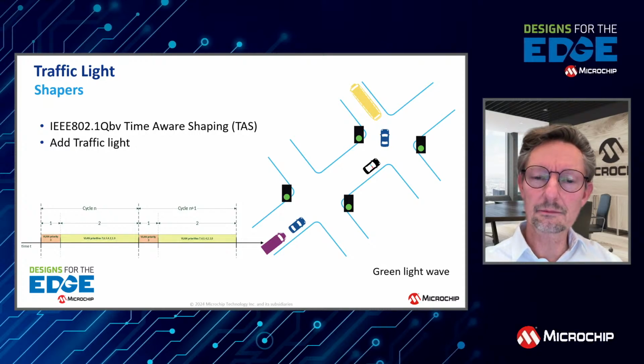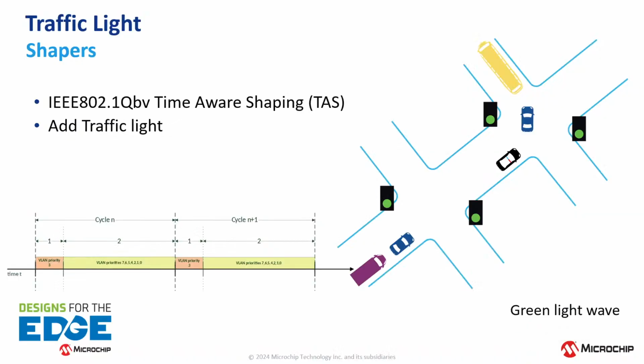This is TDMA, which you probably know from mobile phones and other technologies. So you slice up when the different cars are allowed to enter the roads. So we get more control here.